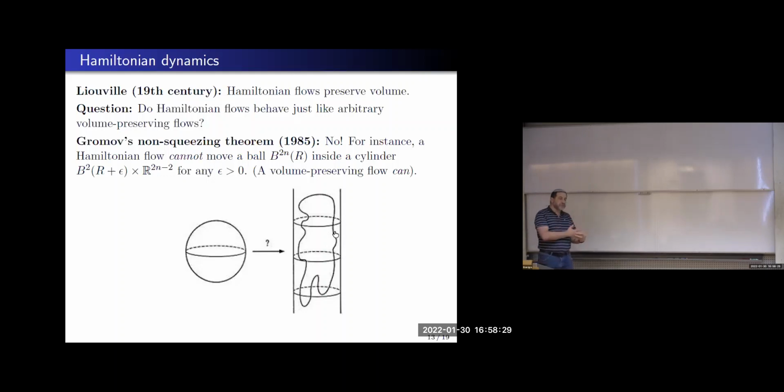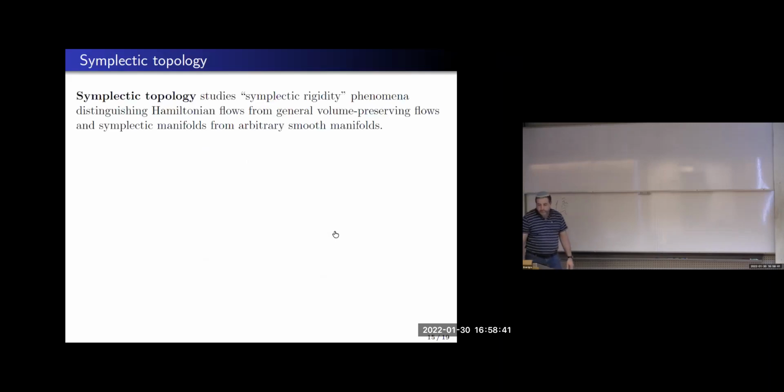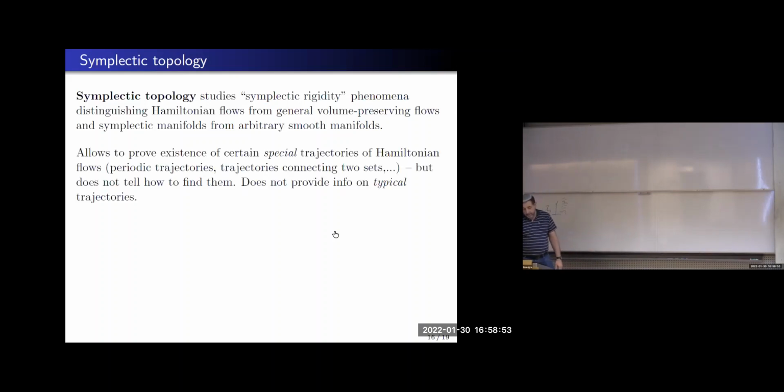Something rigid that you see with the Hamiltonian flows that you don't see with volume preserving flows. Okay, so this is a new field, it's by now about 40 years old. And it studies, as I said, the phenomena that distinguish Hamiltonian flows from general volume preserving flows, and symplectic manifolds from arbitrary smooth manifolds.